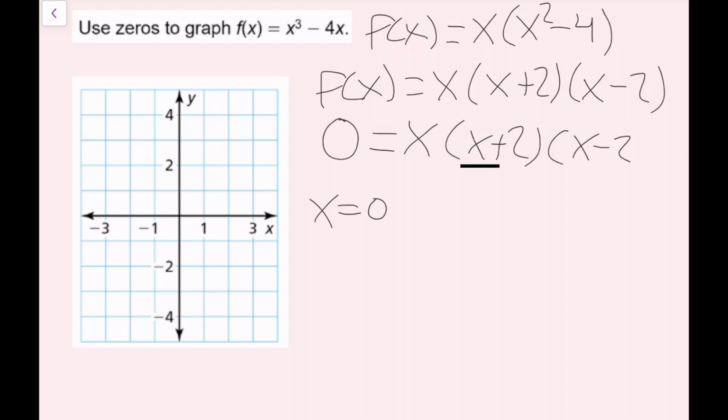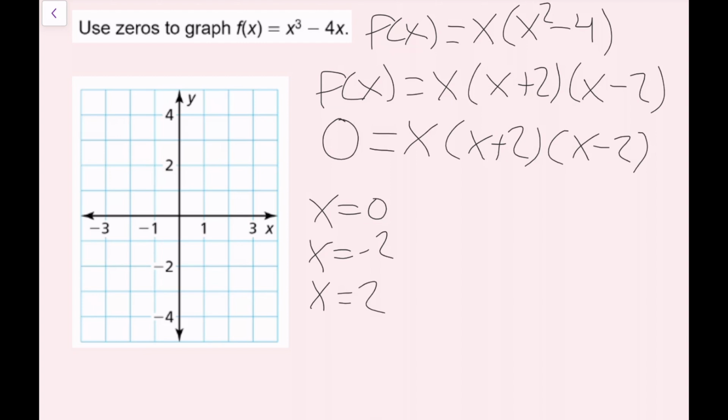And then over here, I have to figure out what number could I plug in for x that would make this whole set of parentheses equal 0. That's going to be -2, because -2 plus 2 is 0. So x equals -2 is another 0. And then x minus 2, what number will make x minus 2 zero? Well, that's going to be +2, because 2 minus 2 is 0.